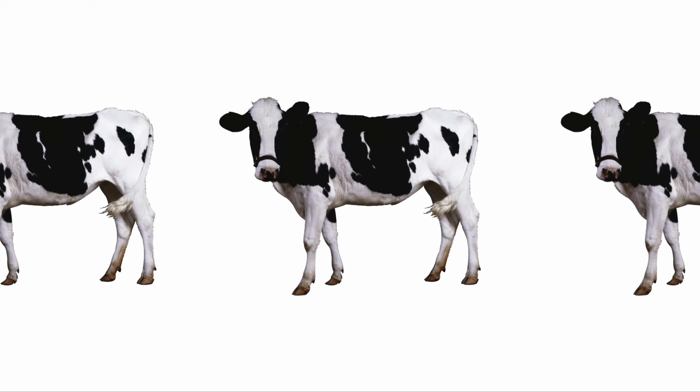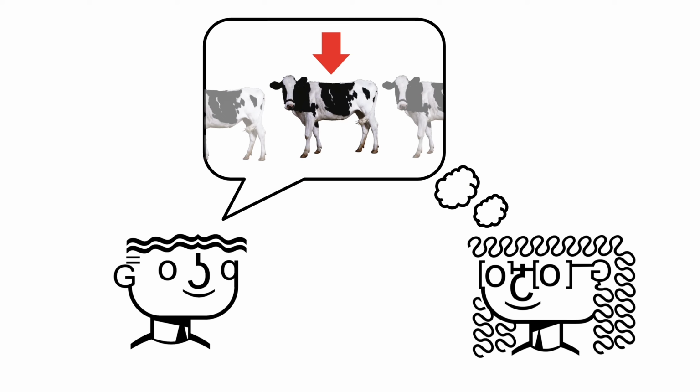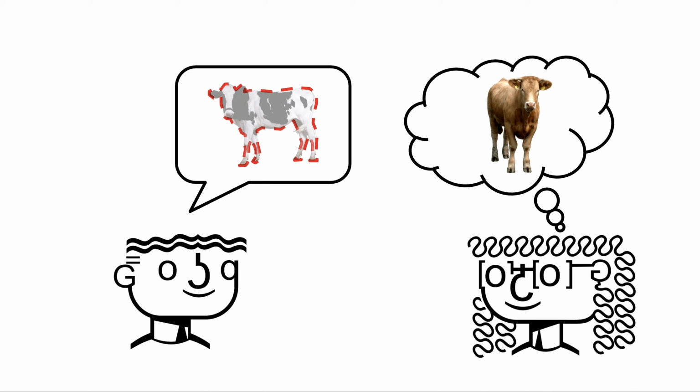Let's explore how definite articles are born. We'll start from the beginning. A noun is definite if it's specific, unique, and familiar. Basically, if the speaker refers to a specific cow, it's definite. And if any cow will do, as long as it's a cow, it's indefinite.